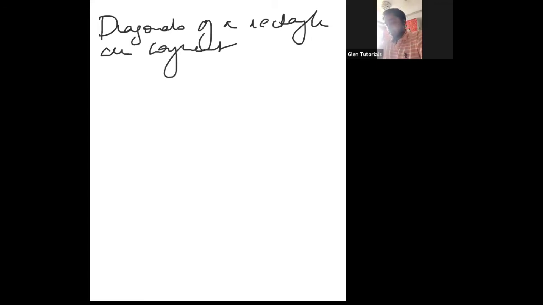Diagonals of a rectangle are congruent. What was the earlier one? Opposite angles of a parallelogram are congruent. That means what we did: if a quadrilateral has opposite angles congruent, then that quadrilateral is called a parallelogram. Now what will come for this? It is given: diagonals of a rectangle are congruent. Can anybody try? No one? Okay, so I'll explain. If anyone can try, please unmute yourself.